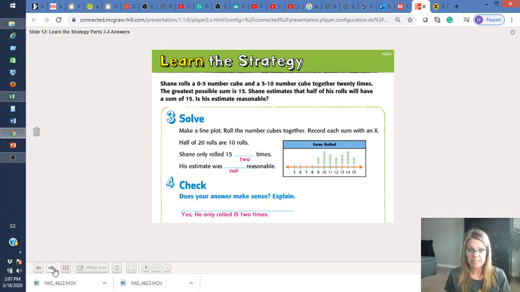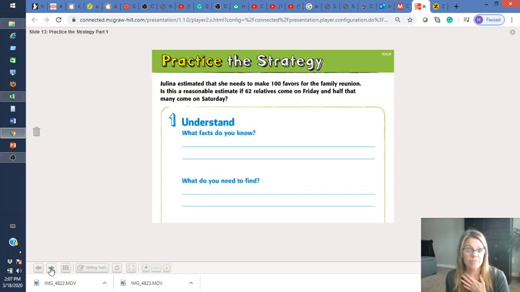So does your answer make sense? You say, yeah, my answer totally rocks it because he only rolled 15 2 times. Okay. Hope that makes sense, kind of going through that one together. Okay, the next one is practicing the strategy. So I'm going to have you guys try and do this whole page. You're going to pause it and try and figure out this whole page, and then we're going to see if you get the answer right. So just pause it right there.